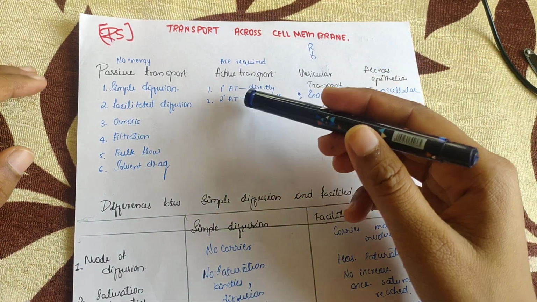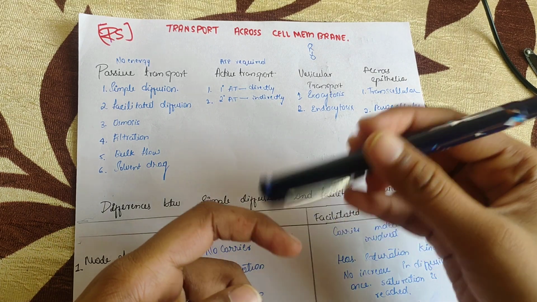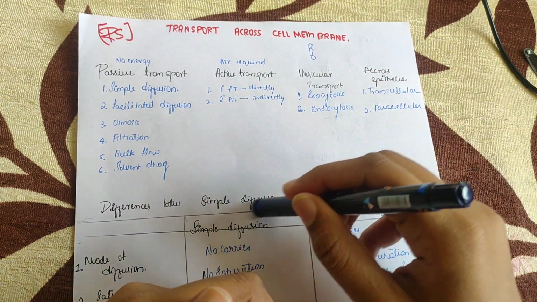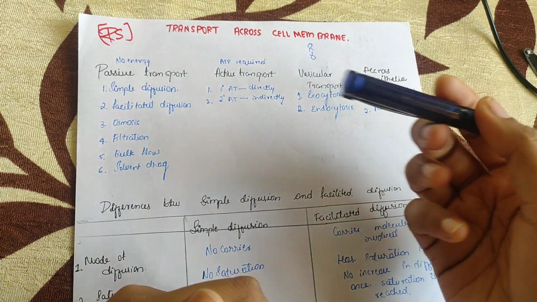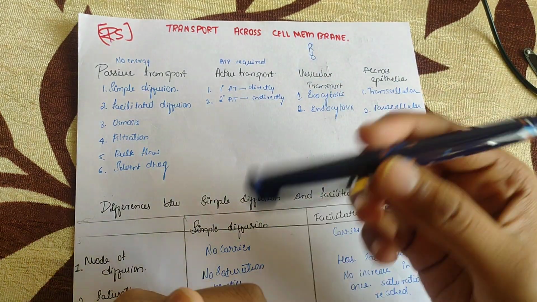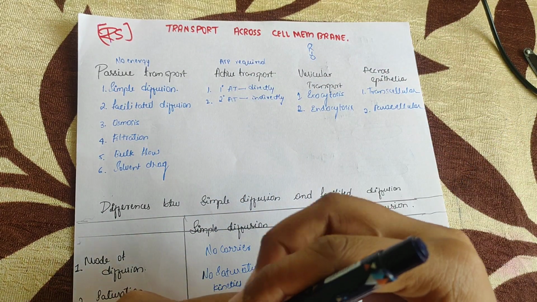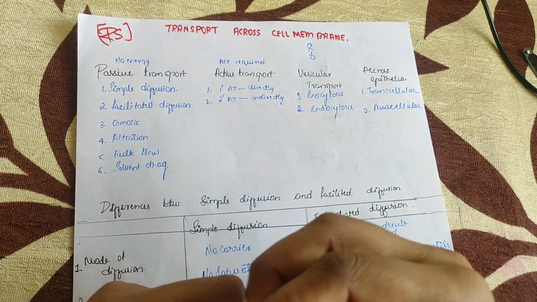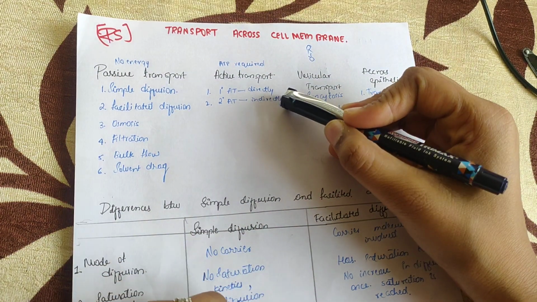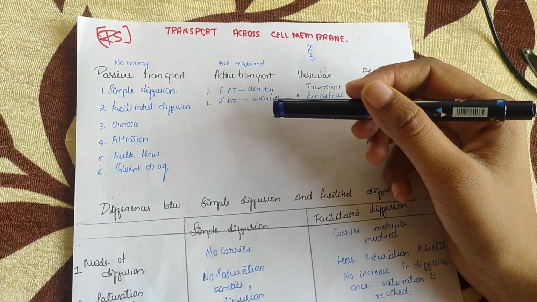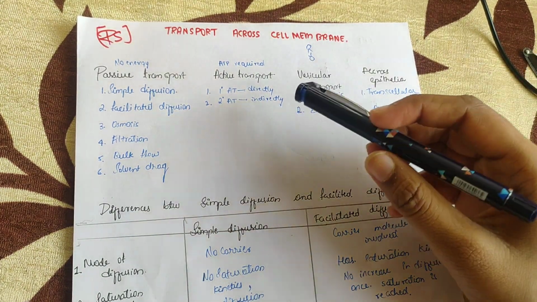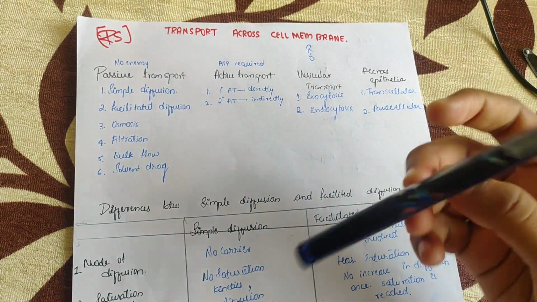And then we come across active transport. Active transport requires energy, and particles move from lower concentration to higher concentration. So this is also known as uphill transport. These are protein dependent, and there are two types of active transport: primary active transport and secondary active transport. Primary active transport directly depends upon ATP for the uphill transport, that is, for movement of molecules from lower concentration to higher concentration.